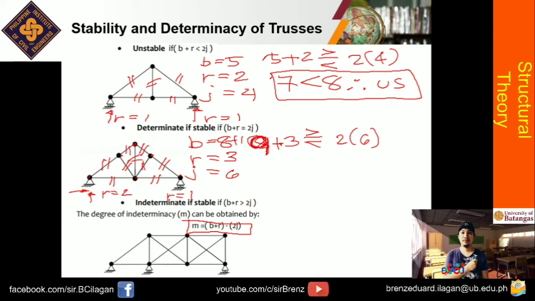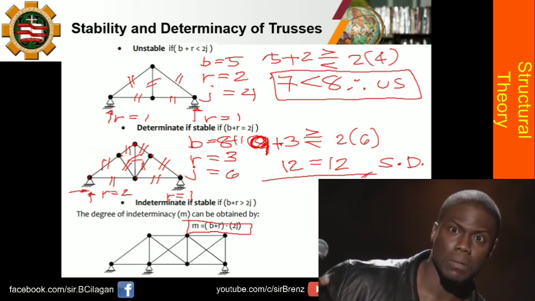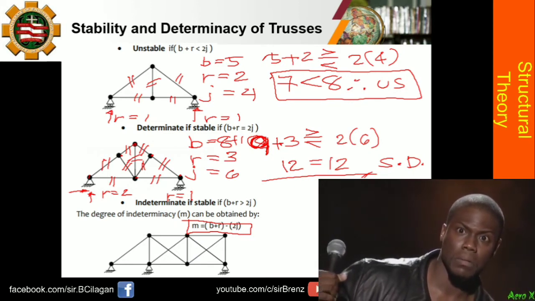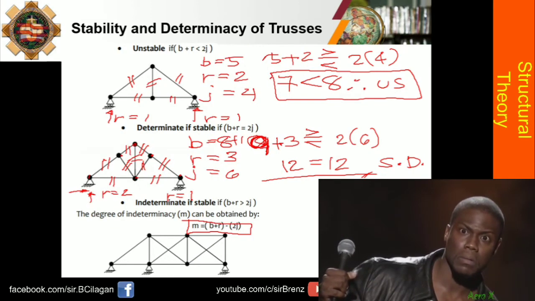So mas maganda pa yung kapatid lang, pagkabilang mo, bilangin mo ulit. Maganda na yung sigurado kaysa magkamali ka. Ito na nga lang yung pwede kang maka-score na topic, mawawala pa. So B is equals to 12. So kapag equals yung condition mo, that is statically determinate. So sinadya ko talaga, pinakita ko sa inyo na dapat talaga double check.